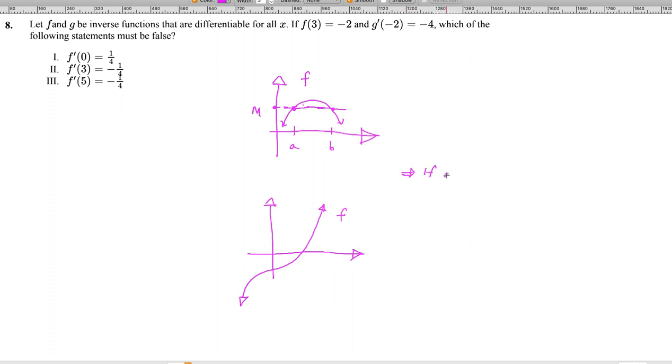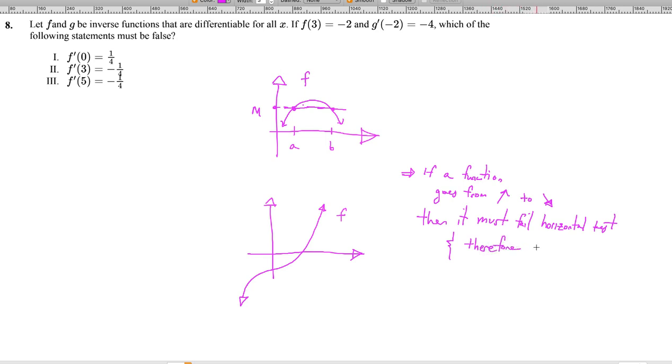If a function goes from increasing to decreasing, then it must fail the horizontal line test, and therefore cannot have an inverse.